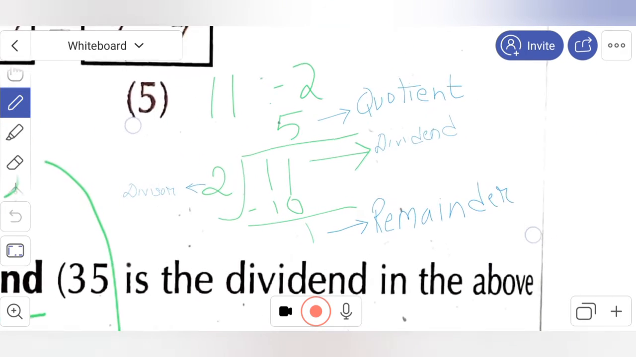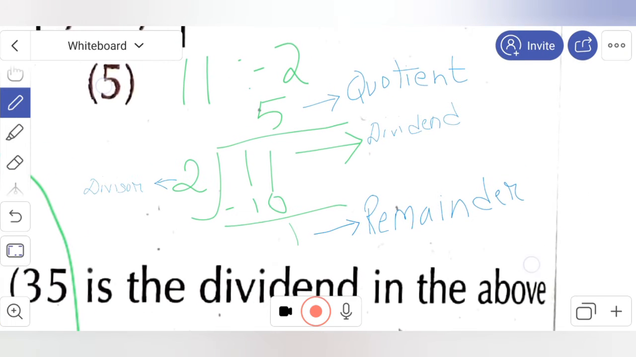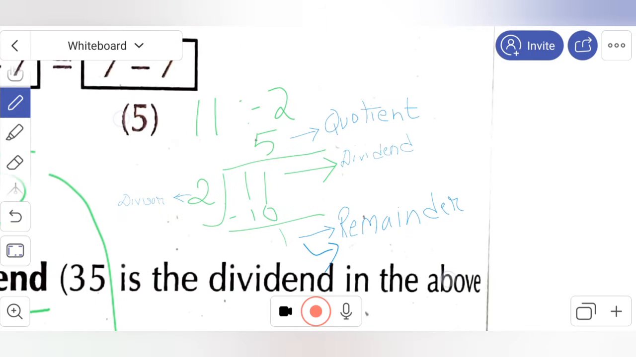So now you see how it works. Now 2 into 5, 2 divided into 11 is 5. 5 rupees each among you, and after dividing equally among you, you have 1 excess. Yes, that means 1 is the remainder. Got it now? So this thing you need to remember.